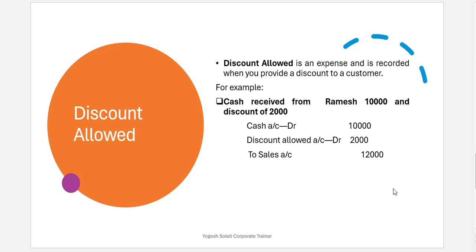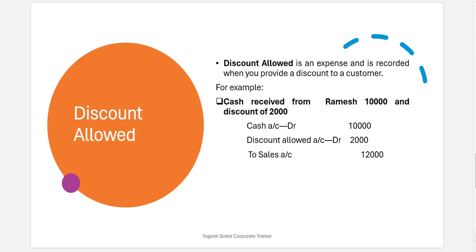Next, discount allowed. So what is this discount allowed? Discount allowed is an expense and is recorded when you provide a discount to a customer. So we are having a business and we are making sales of a particular product or service. The actual agreed cost will be different, and after that we have given some kind of discount. So observe here, cash received from Ramesh 10,000 and discount of 2,000. See, the total amount over here is 12,000. In that, 2,000 we have provided as discount.